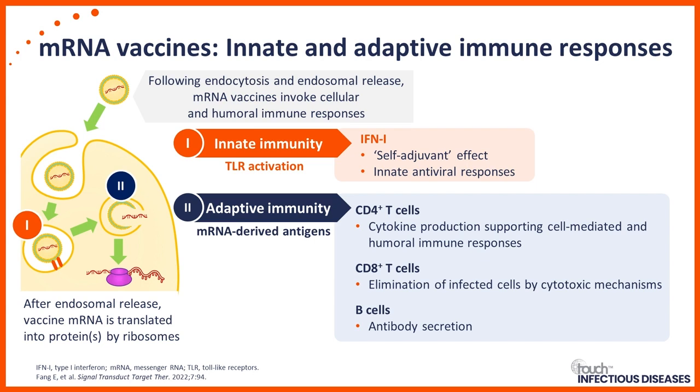But in addition to this, mRNA also triggers your adaptive immunity, which comes in three different flavors. Your CD4 T cells, which help secrete cytokines that support cell-mediated and humoral immune responses. It also invokes CD8 positive T cells, which are responsible for killing infected cells by cytotoxic mechanisms, as well as B cells, which are responsible for antibody secretion.